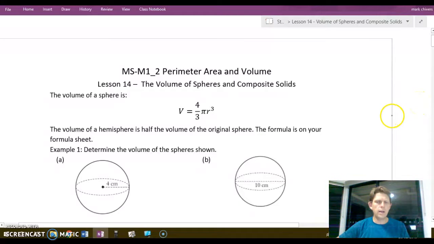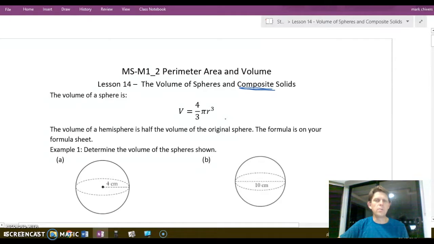Okay, so the final class for while I'm away is the volume of spheres and composite solids. And I mean, I don't know about you guys, but as soon as I saw that word, a little bit of fear entered my heart. But that's okay. Composite solids.